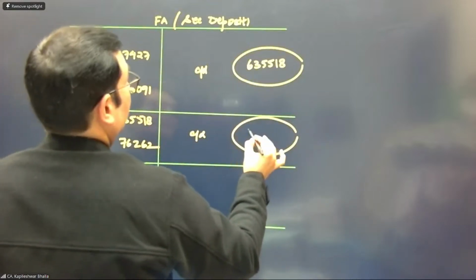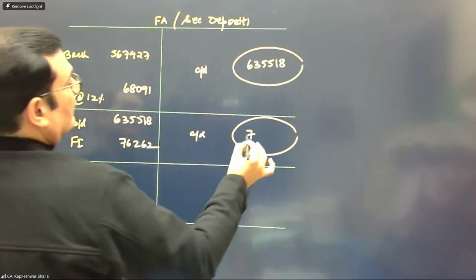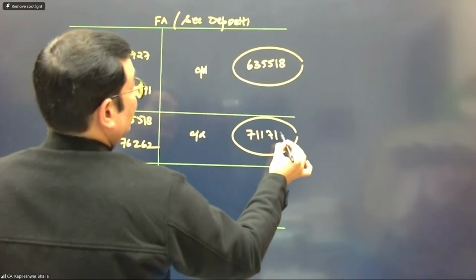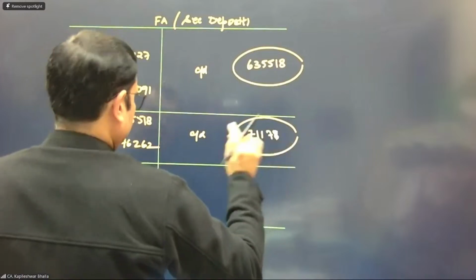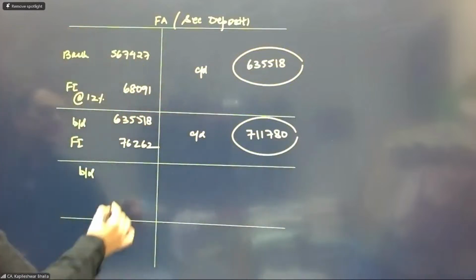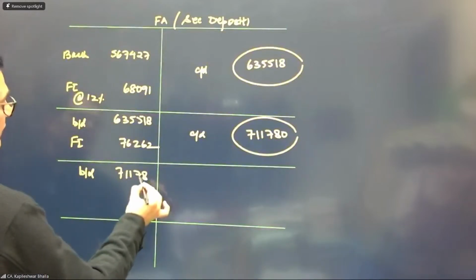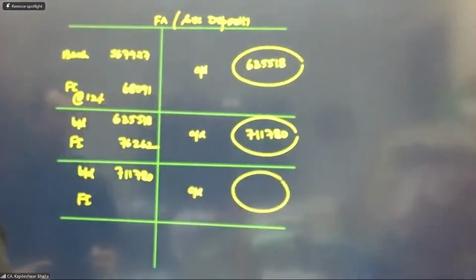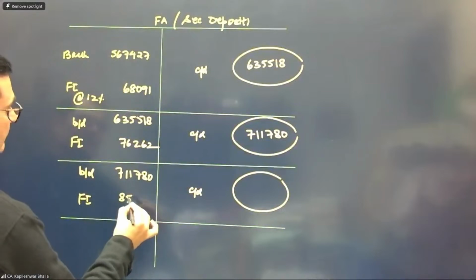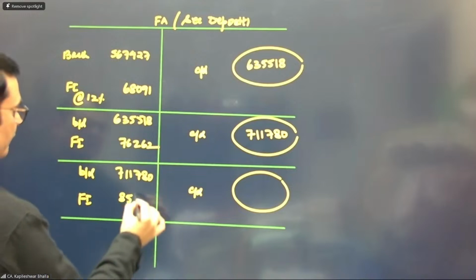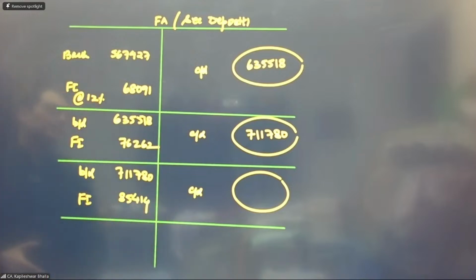It would be 7 lakh, 11,780. Again we calculate this as a balance b/d, 711,780. Unwind the finance income at 12% again. It is 85,414. You can take a balance c/d as the balancing figure to get the balance b/d.